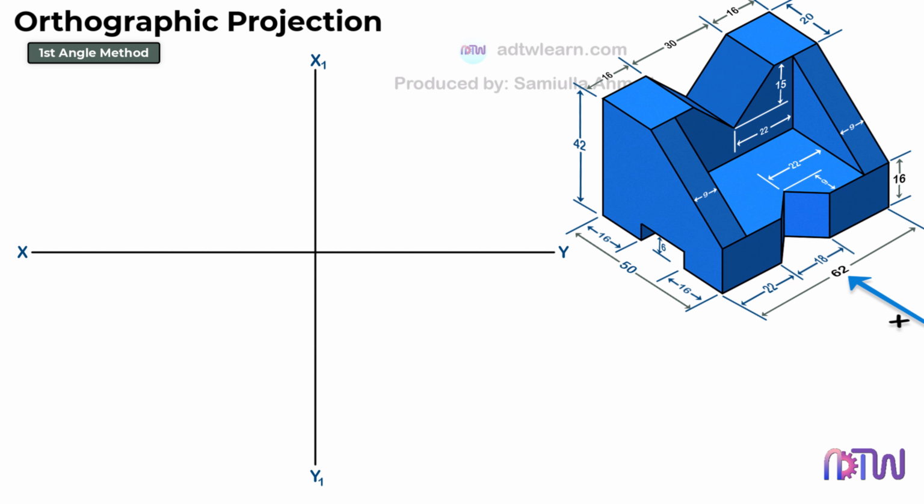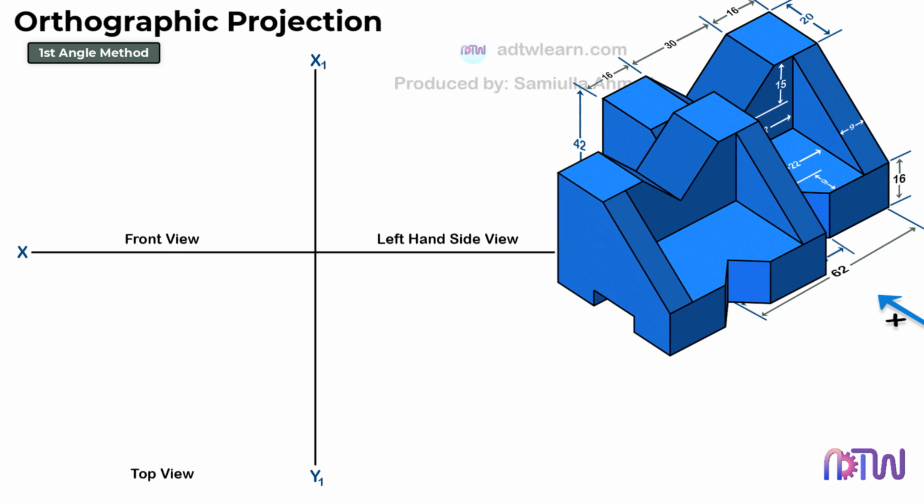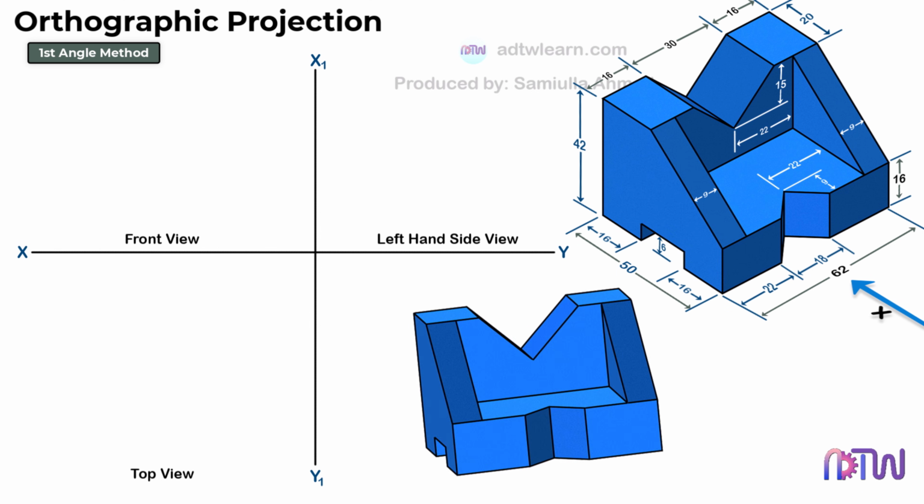Suppose the viewing direction was given on this side, then this view would have been the front view of the object, and this view would have been the right-hand side view of the object. In that case, the front view, which is this view, we would have drawn here, and the right-hand side view, which is the view visible from this side, would have been drawn here. And the top view of the object will always be below the front view. Let's start drawing. When we view the object from the direction X, this is how it looks.